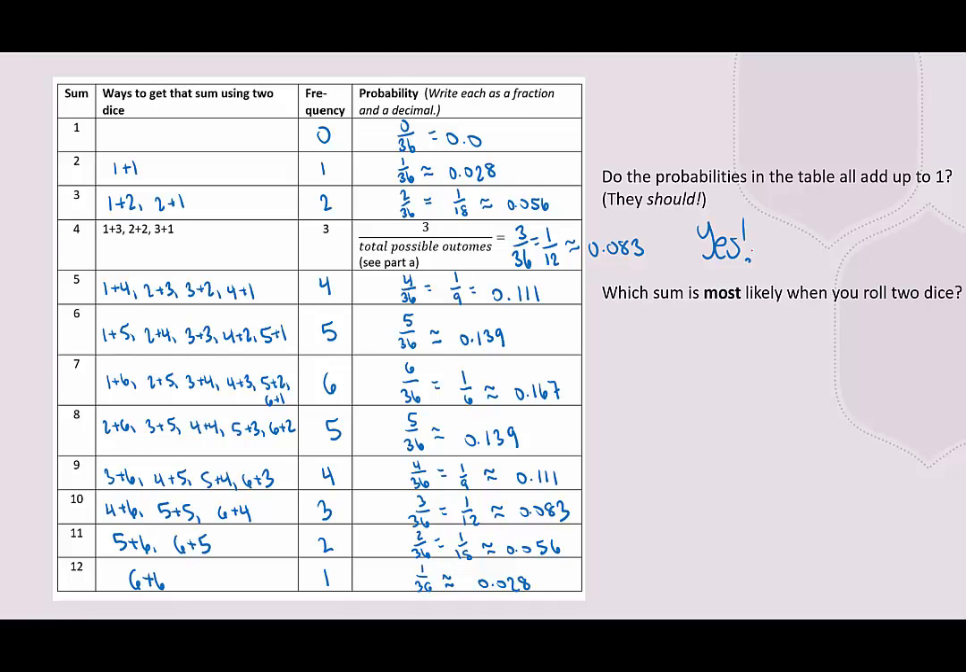Based on this, which sum is most likely to occur when you roll 2 dice? Well, which one occurs the most frequently? What would be the mode? And that would be 7. So we're most likely to roll a 7 with 2 six-sided dice. Create a histogram or a bar graph showing the probability for each die result.